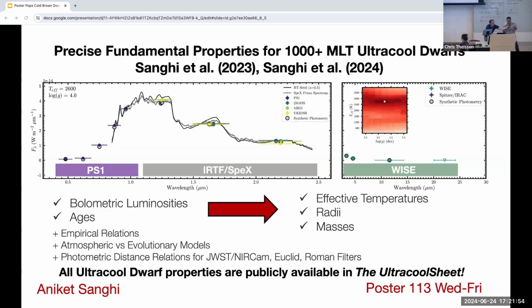Hi everyone, my name is Aniket Sanghi. I'm a first-year grad student at Caltech. We heard from Sam Byler today about the importance of measuring fundamental properties and the white dwarf revolution with JWST. I've compiled the largest sample of MLT fundamental properties, nearly 1,000 objects, and derived their luminosities, their ages uniformly, and then gotten their effective temperatures, radii, and masses. All of this data is publicly available on the Ultracool Sheet, and you can use it. Come talk to me at poster 113, Wednesday to Friday.